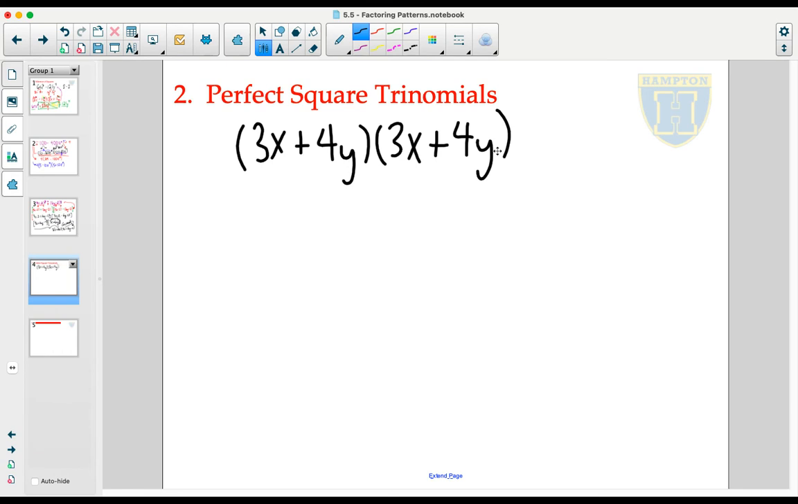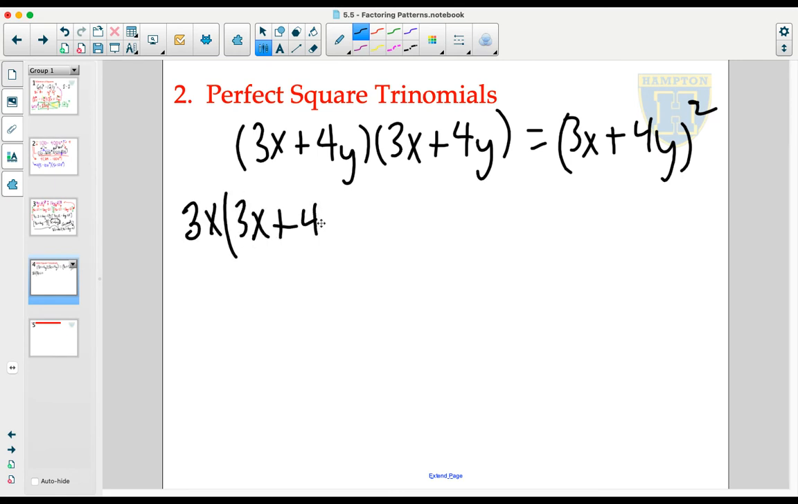So here we have 3x plus 4y times 3x plus 4y. This, of course, is also known as 3x plus 4y squared. In this sense, this is what we're going to look at when we talk about a perfect square. We're going to be squaring a binomial. If we square this binomial, we're going to do each one of these multiplications in here. So we'll do 3x times 3x plus 4y, and then 4y times 3x plus 4y.